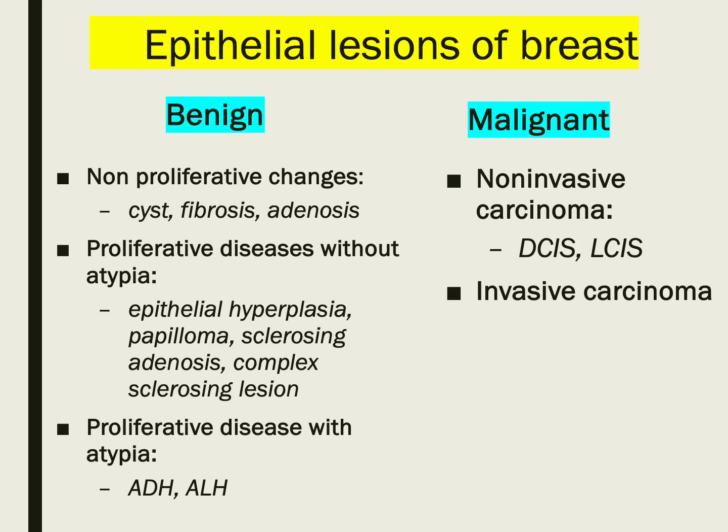The epithelial lesions of the breast are classified into benign lesions and malignant lesions. The benign category includes the non-proliferative changes, which include cysts, fibrosis, and adenosis. Also, proliferative diseases without atypia, including epithelial hyperplasia, papilloma, sclerosing adenosis, complex sclerosing lesion, and also the proliferative diseases with atypia, including atypical ductal hyperplasia and atypical lobular hyperplasia.